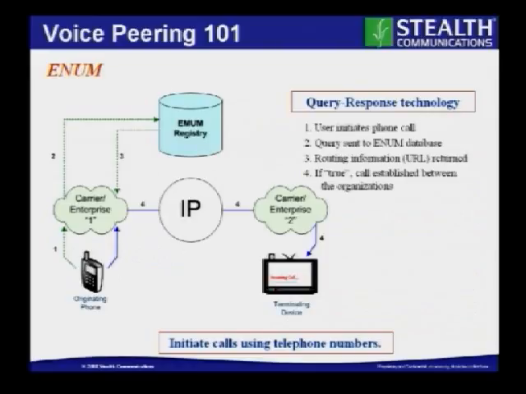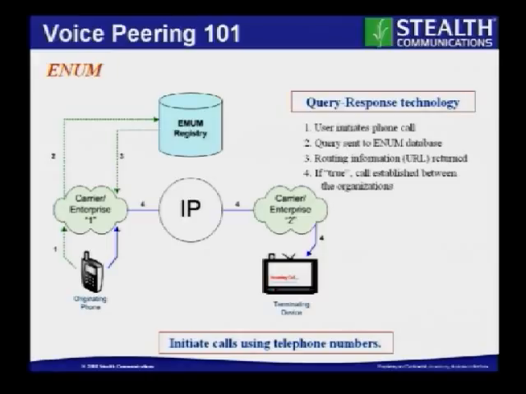The call flow for this is when a user initiates a call, it hits the carrier enterprise network. That carrier enterprise network is going to launch a DNS or ENUM query to the DNS server. The ENUM server is going to return back the NAPTR records, looks like a URL string, and some other parameters. And it'll give instructions where you can route that call to directly.